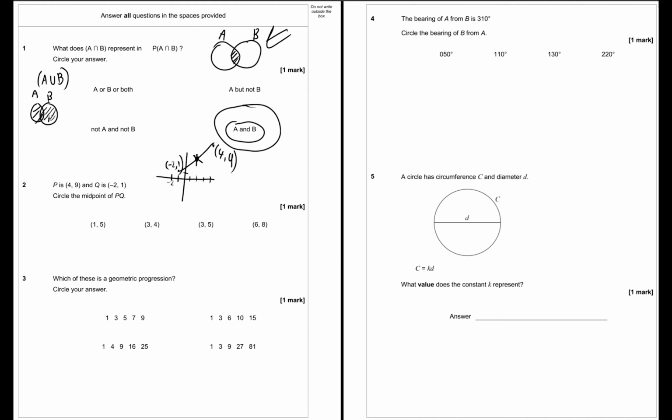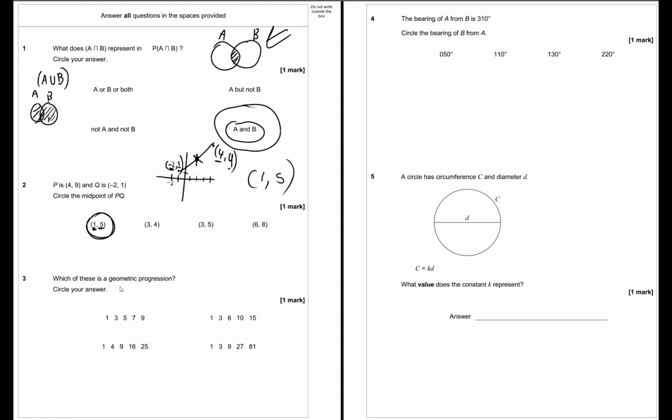So the midpoint will be halfway between the x values. What's the midpoint between -2 and 4? The point between those two is going to be 1, isn't it? And we can check by finding the midpoint of the y values, the number between 1 and 9. Add them together, divide by 2, and you get 5. So the midpoint is (1, 5).